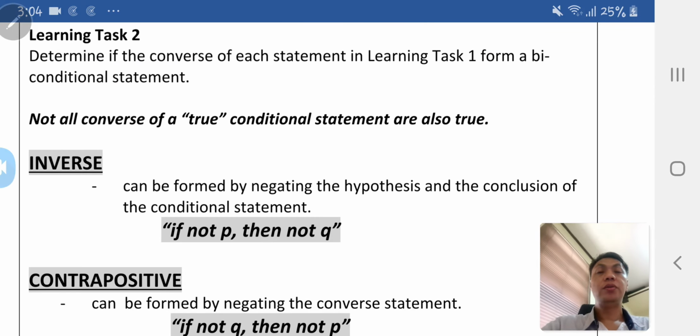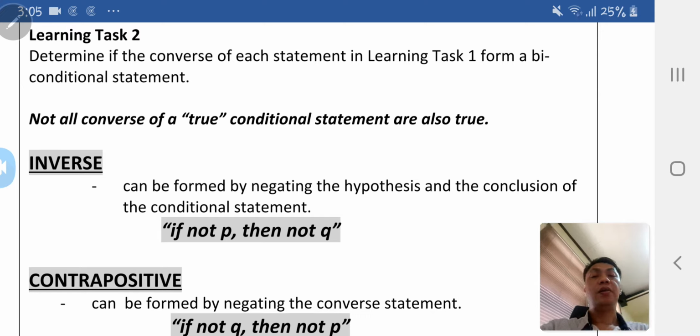Now, I want you to do in your mind to determine if the converse of each statement in the learning task 1 form a biconditional statement. Remember that not all converse of a true conditional statement are also true.